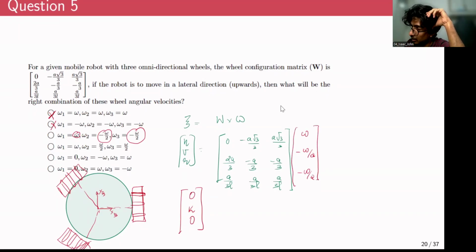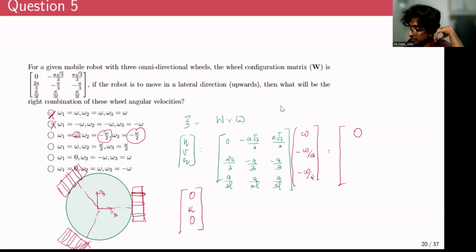And if I multiply this out, what will you get? The first column, the first entry would be 0 multiplied by omega. This is plus and this is a minus. So the first entry would turn out to be 0. And the second entry would turn out to be 2a omega by 3 plus a omega by 6 plus a omega by 6.